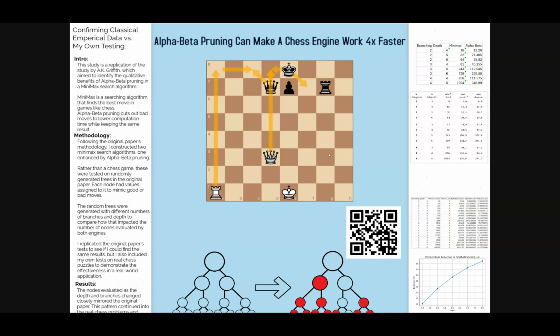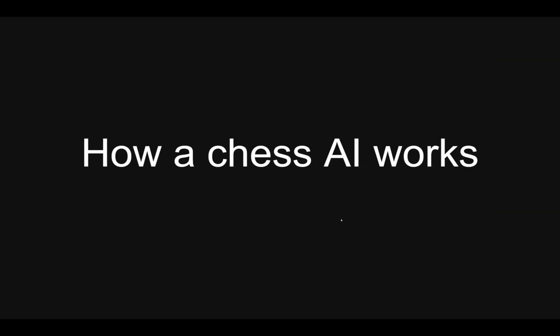My track was a project's mini recreation. I followed a study done by Arnold K. Griffith, which checked alpha beta pruning across multiple different random trees and showed how it can make a chess engine work better. Now, to understand my project, you have to understand what exactly that means. And so let me explain how a chess AI works.